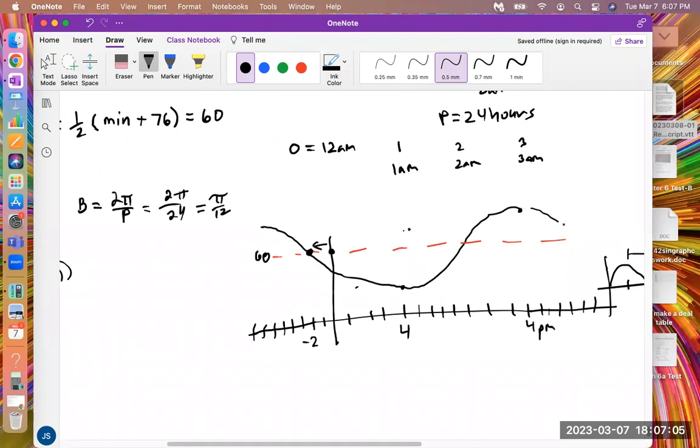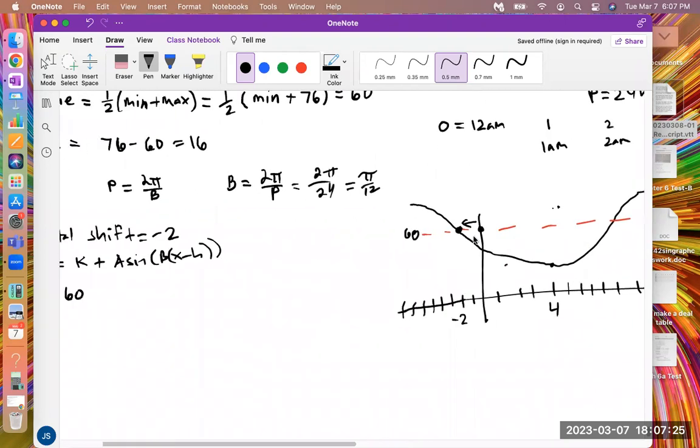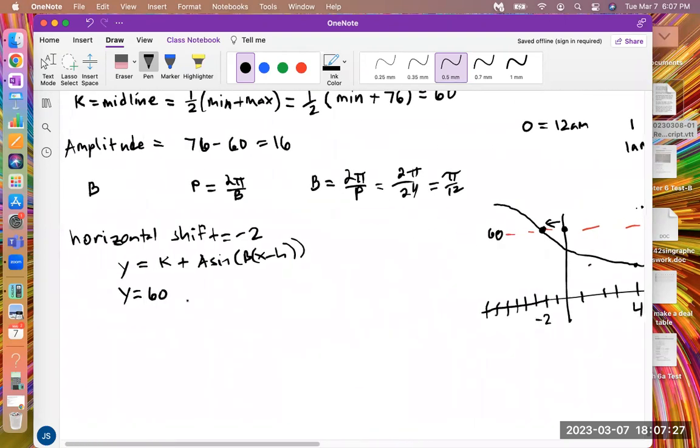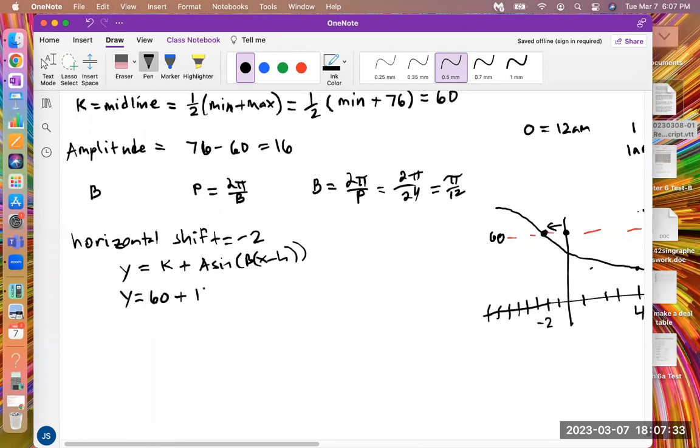For it to come back to the midline again, right? Because I said it's a 6 hour period where it goes from max to 0, and 0 to is a 6 hour period. So these are equation 60 plus the amplitude we saw was 16.